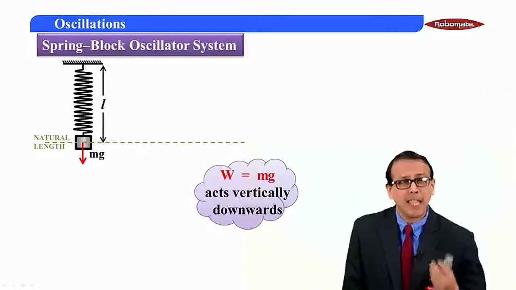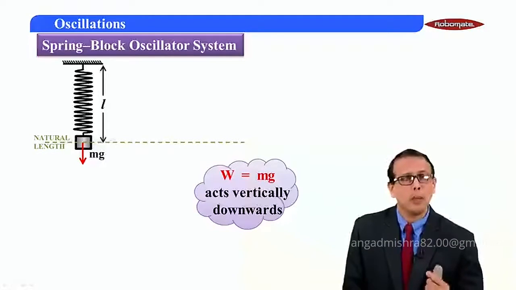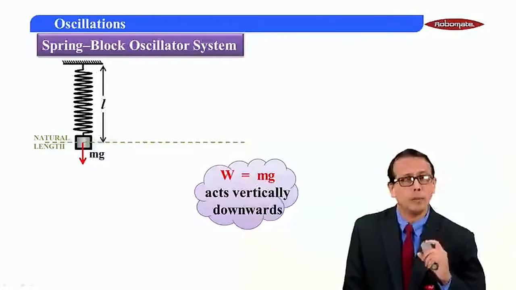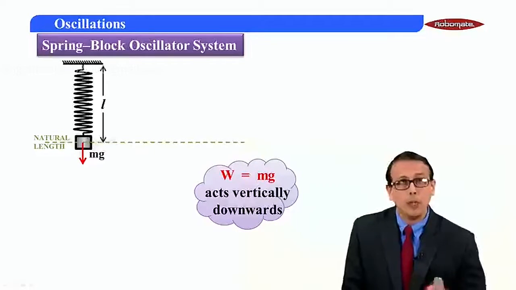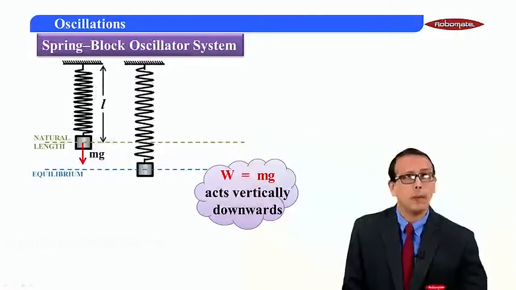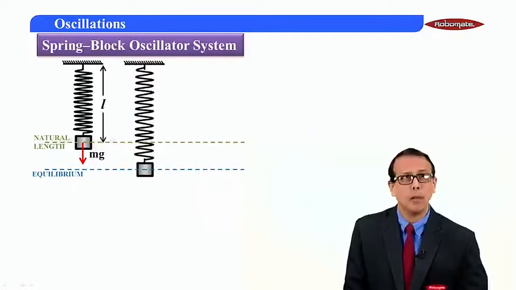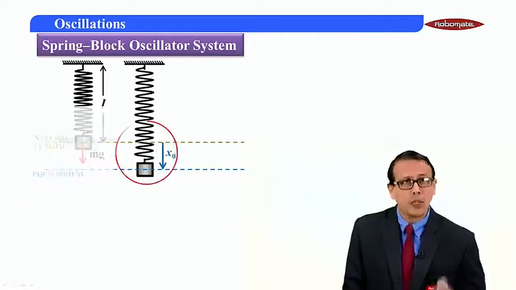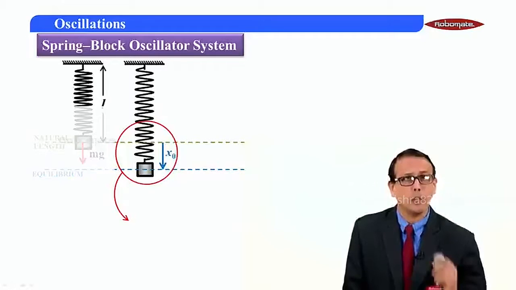As the spring extends, students, within the spring a force will be produced, which will be acting on the block in the upward direction. This will continue till the two forces balance each other and it acquires an equilibrium position as shown in this diagram now. Let x0 be the initial extension required for acquiring the equilibrium position.